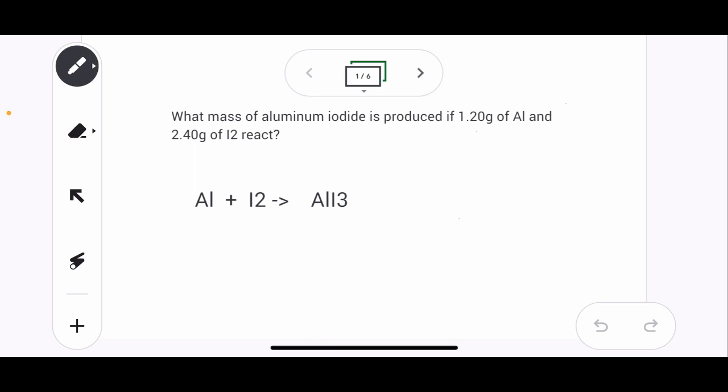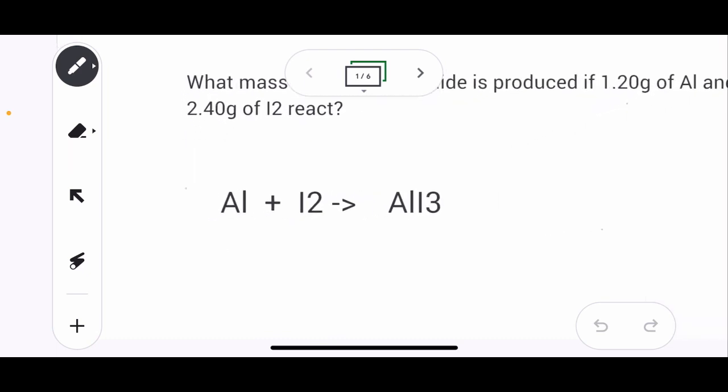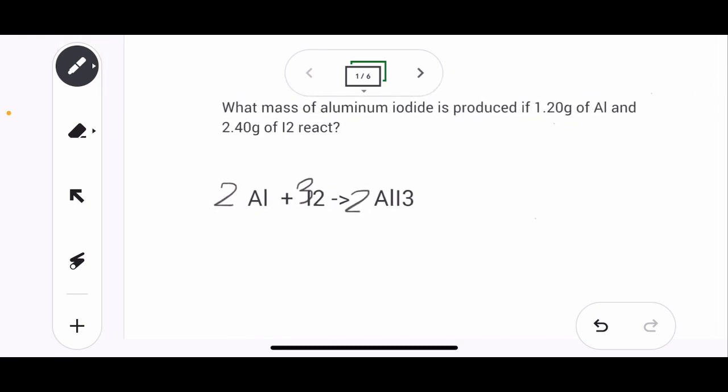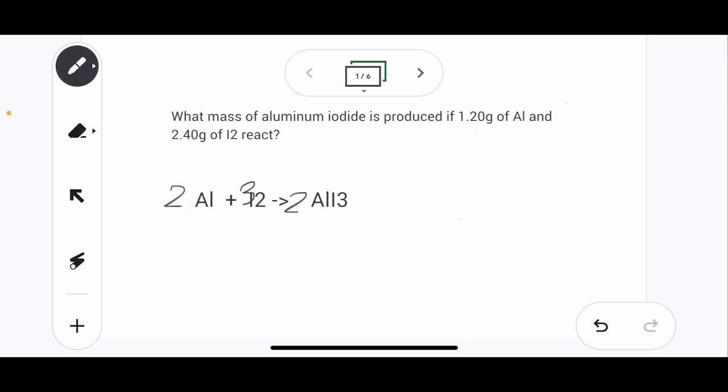So the first step is always to write and balance the equation of the reaction taking place. I already have the reaction written down. It is aluminum plus iodine, which becomes aluminum iodide. To balance, we will have to put a 2 here and a 3 in front of the iodine, and then a 2 in front of the aluminum iodide. And this is the reaction in its perfect stoichiometric amount.